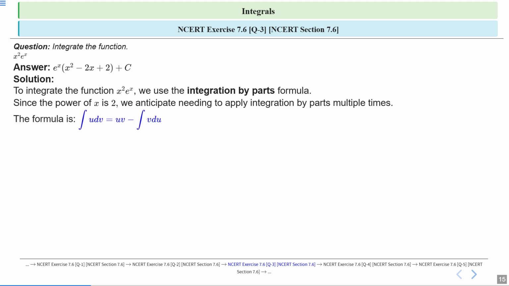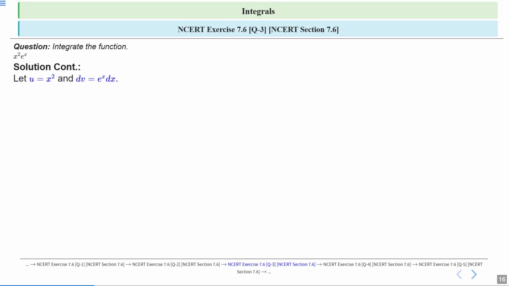It might be possible that when we calculate the integration by parts, we have to apply integration by parts multiple times, as we have to do in this question. So the formula is integration of u dv is equal to uv minus integration of v du. So now, which function do we take as u? That is x square, and the exponential function is taken as dv, because in the ILATE rule, algebraic comes first and exponential comes last.